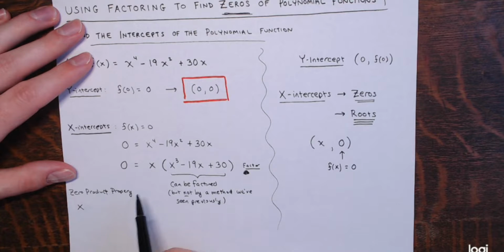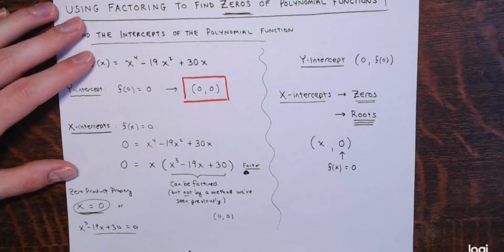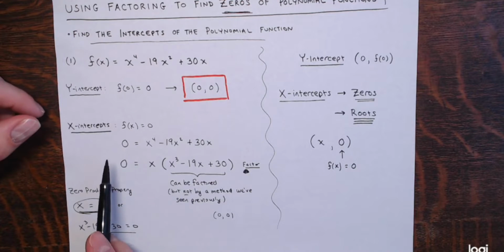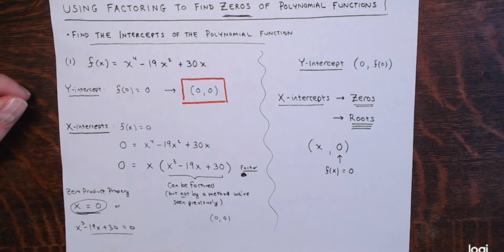If a product equals 0, then one of the factors has to be 0. So either x equals 0 or x cubed minus 19x plus 30 equals 0. And we already saw this, right? So (0, 0) is an x-intercept. We saw that earlier. It would say that x equals 0 is one of the zeros of this polynomial function.